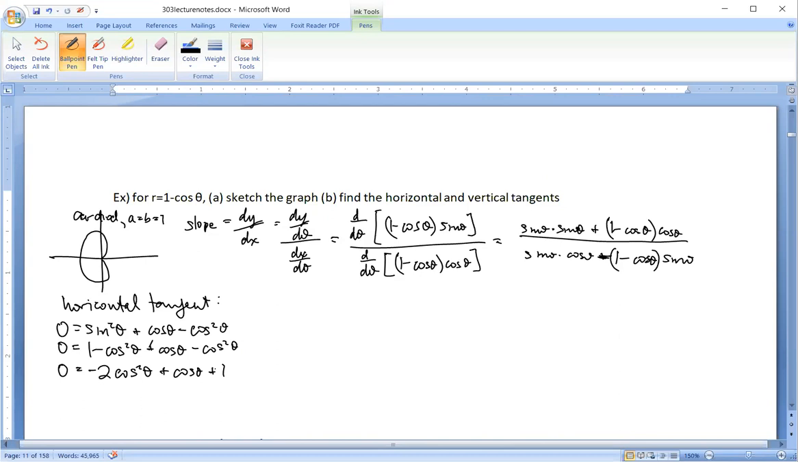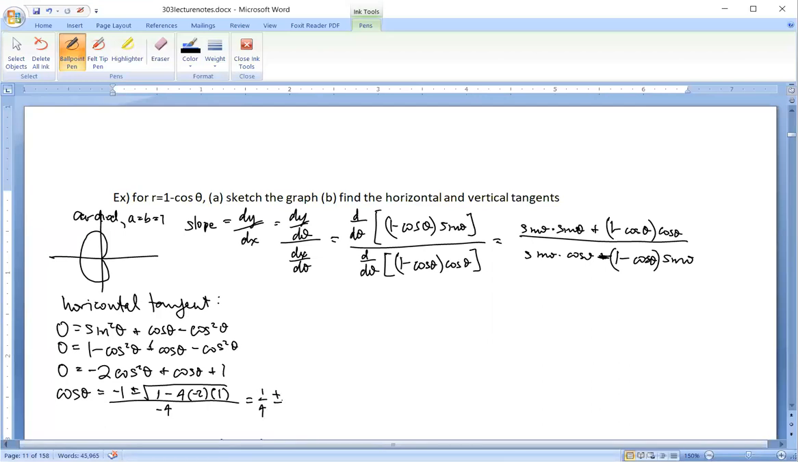And notice that this equation is quadratic in cosine theta. So we can use the quadratic formula just to solve that. So negative b plus or minus the square root of b squared minus 4ac over 2a cranks out the answer directly. And remember that cosine theta you're treating as your variable. So then you get 1 squared is just 1 minus 4 times negative 2 times 1 all over negative 4. And if you work that out, negative 1 over negative 4 is just going to be 1/4.